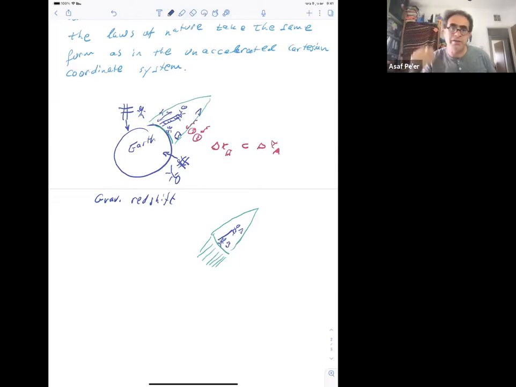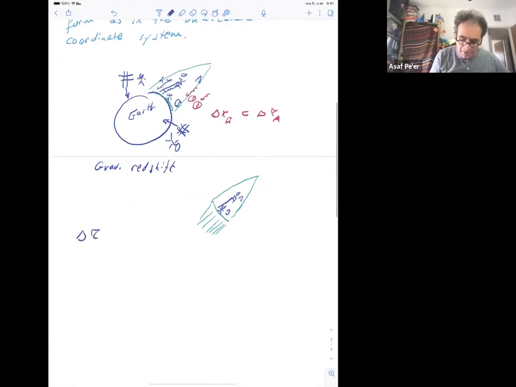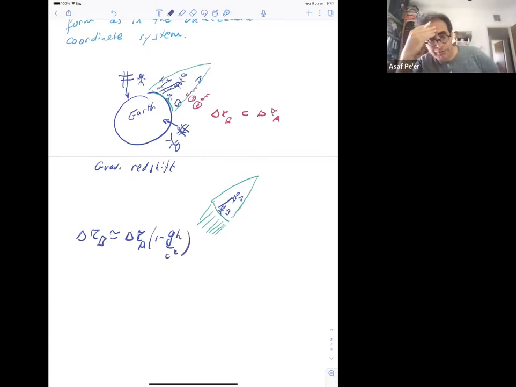And this exactly follows from the equivalence principle, despite the fact that the two photons went through exactly the same trajectory, but simply one was emitted after the other. And then we actually did the calculation, and we showed that the result is delta tau Benny is approximately delta tau Ayala times 1 minus GH over c squared, or delta phi over c squared. Right?